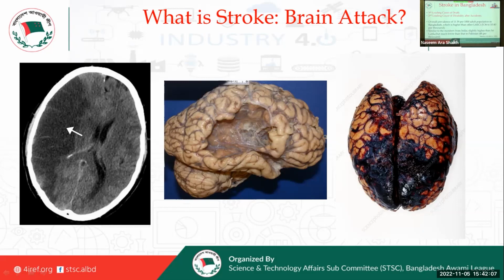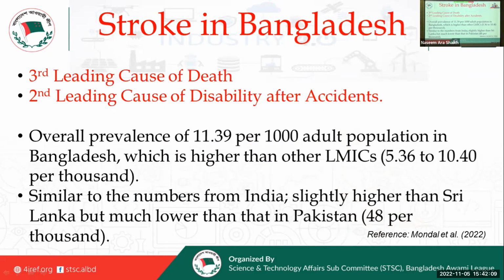If we see our data, in epidemiological studies published very recently in 2022, stroke is currently the 3rd leading cause of death in Bangladesh and the 2nd leading cause of disability after accidents. What does it mean? We already know there are non-communicable diseases like diabetes mellitus, cancer, stroke, heart attack. These are increasing, and fewer people are dying from the previously known dangers like tuberculosis, cholera, diarrhea. More people are dying from these non-communicable diseases.